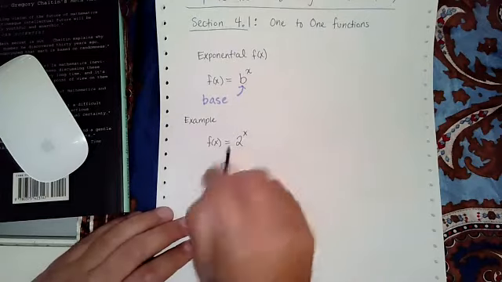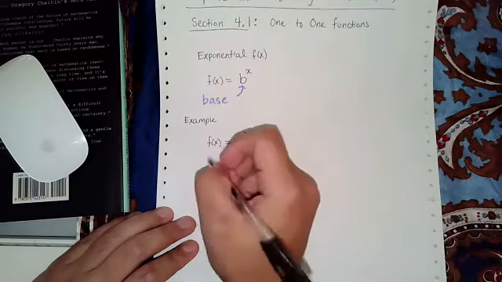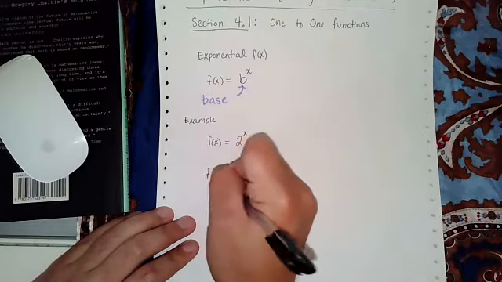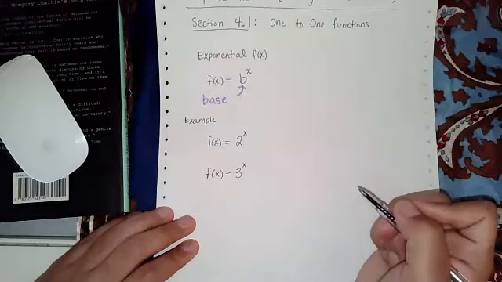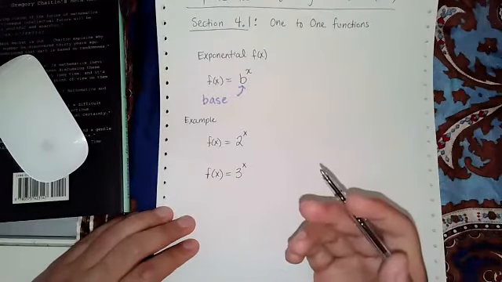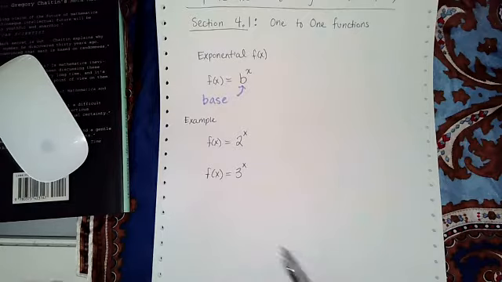So we could have a function where we have 2 to the x. That would be its own parent function. We could have f of x is equal to 3 to the x power, or 4 to the x power, or 5 to the x power. It really doesn't matter. The base could be any number. It could be a whole number. It could be a negative number. It could be a fraction. And so we'll have to figure out what these graphs sort of look like.